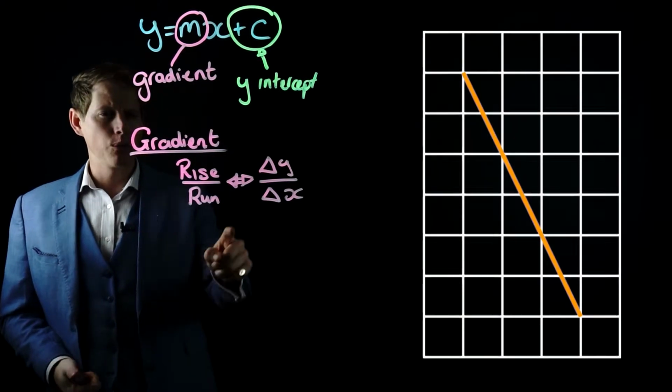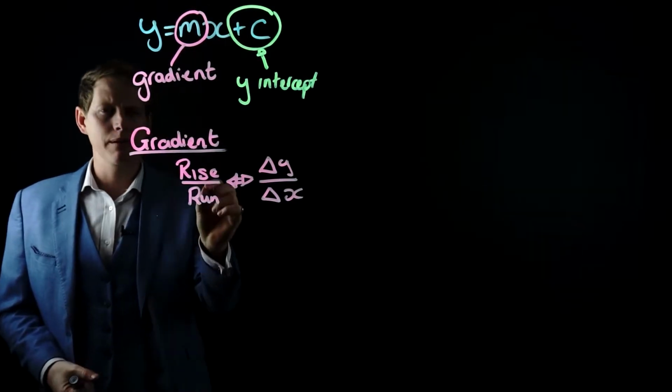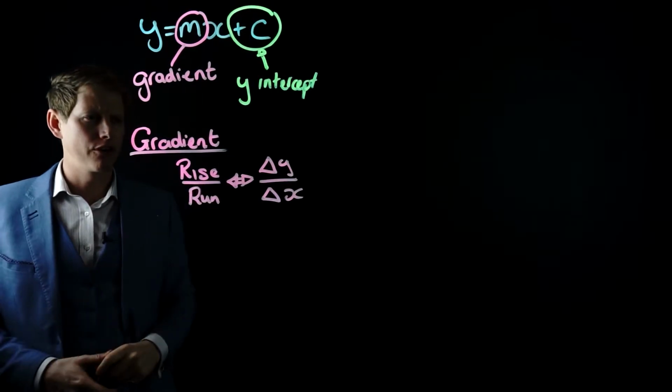So remember, we need to work out the gradient, and we do that by doing our rise divided by our run. So the coefficient of x tells us the gradient. It tells us how steep the line is. Well, is there a difference between having a positive or a negative gradient?